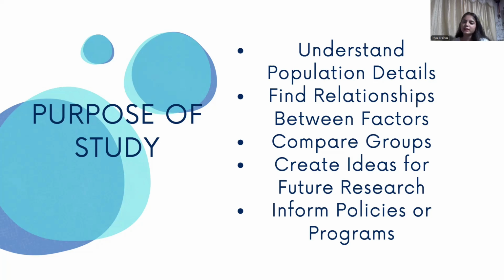Second is to find relation between factors. It looks for links between things, like whether people who exercise tend to be healthier or not. This helps us to understand different factors that may be connected, for example, health and exercise. Third, to compare groups. It compares different groups to find out differences or similarities, like how teenagers and adults use social media differently.